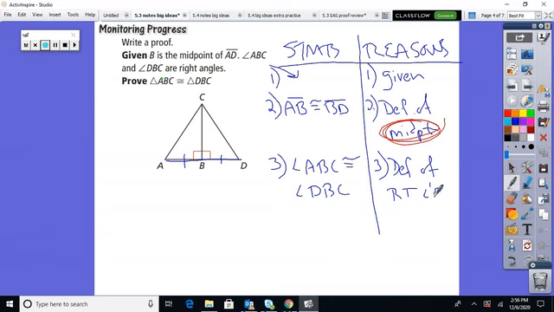Some books will say all right angles congruent. I like to keep it the same with the definitions. So they said midpoint, you said midpoint, they say right angles, you say right angles. Definition, definition. So now you have two pieces of the puzzle. And of course, our old friend reflexive is going to show up again. CB is congruent to itself.